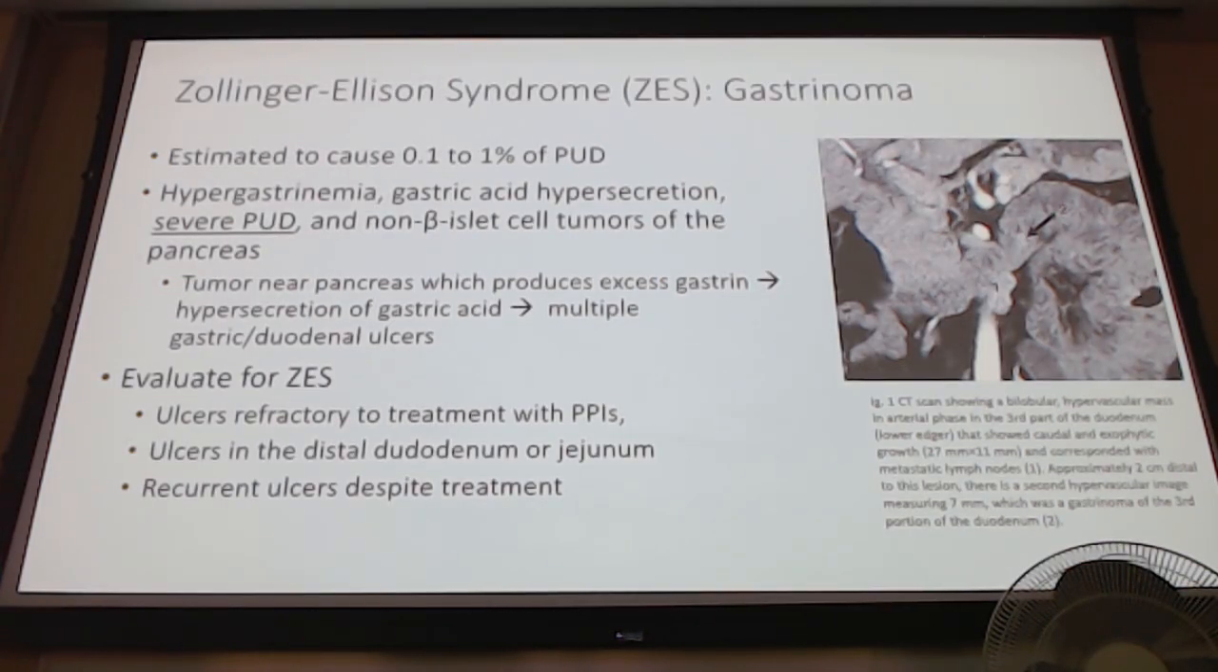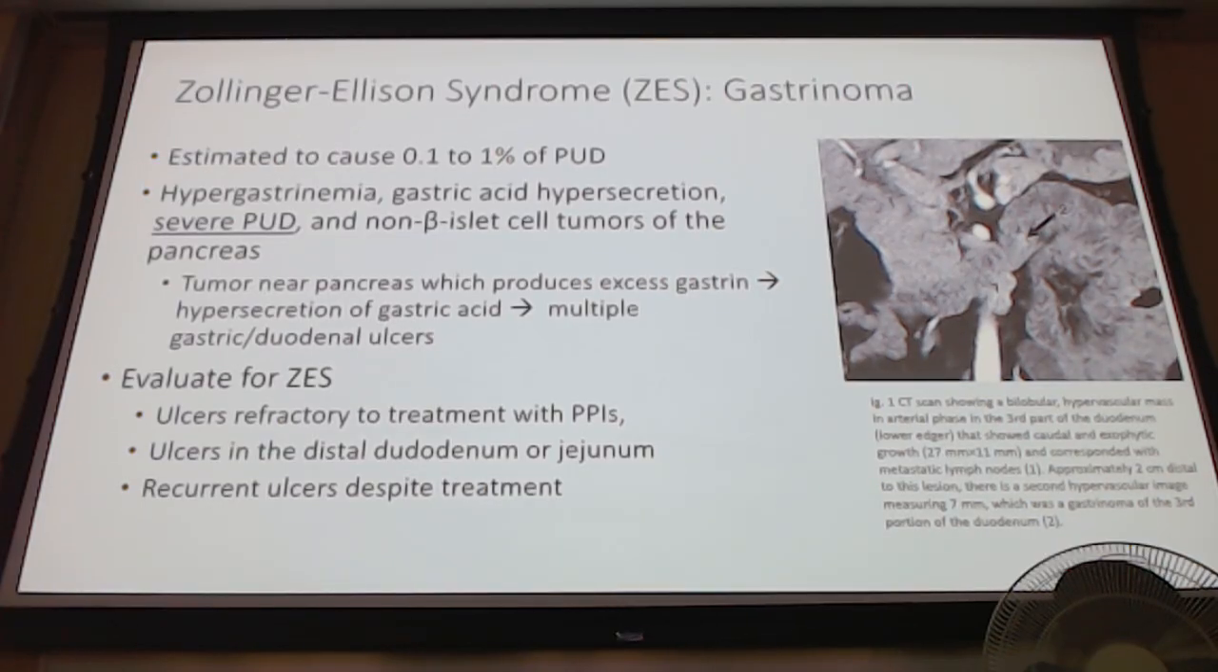All right, so what's one thing that actually can cause an ulcer? We have ZES, okay? This is not necessarily a disorder, but is an actual tumor, okay?